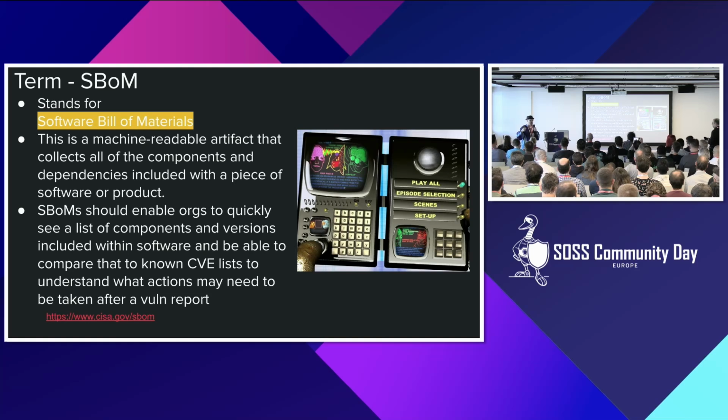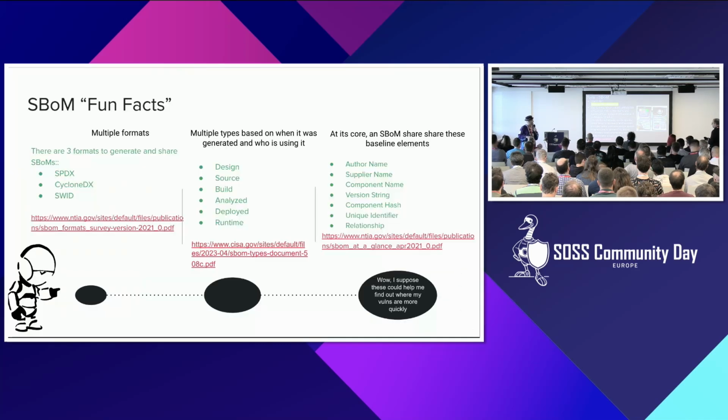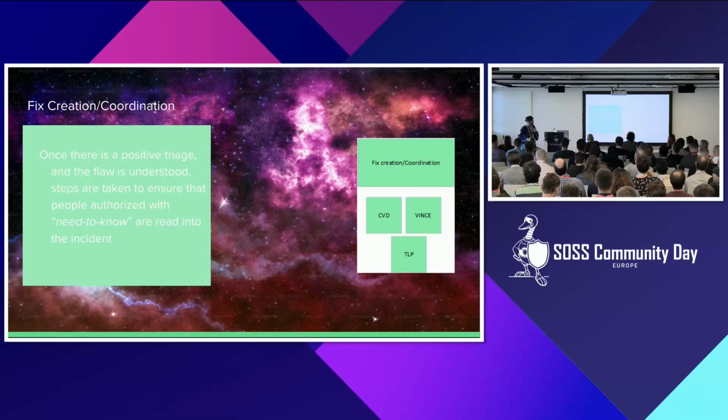This is a machine-readable artifact that describes all of the components that are included within a piece of software or hardware. A lot of different ways this can be implemented. There are 3 different formats SBOMs can be generated in. There are 6 different types of SBOMs. So depending on where you are in the software development and distribution and consumption space, a particular one might be more relevant than another. And then there are several required elements within an SBOM. And at their core, there are 7 required elements that must be in all SBOMs that are common across the 3 formats.